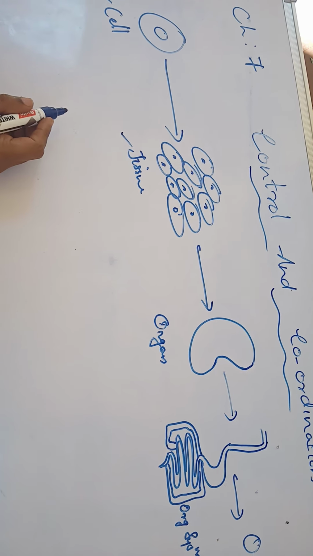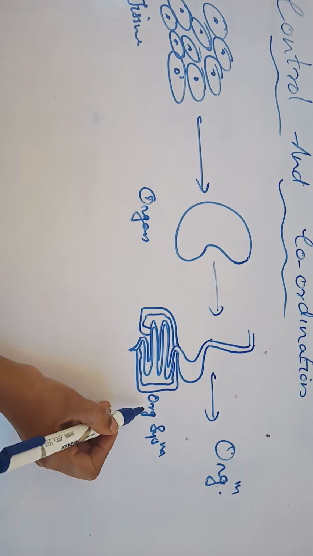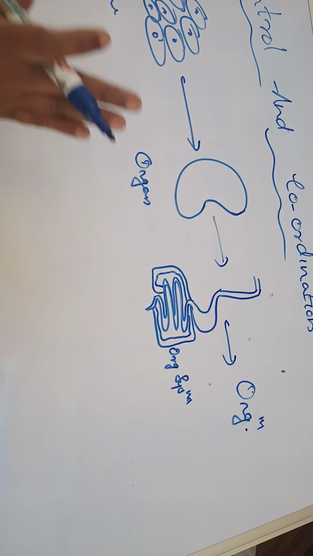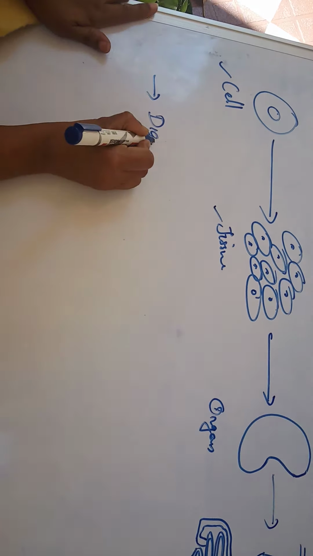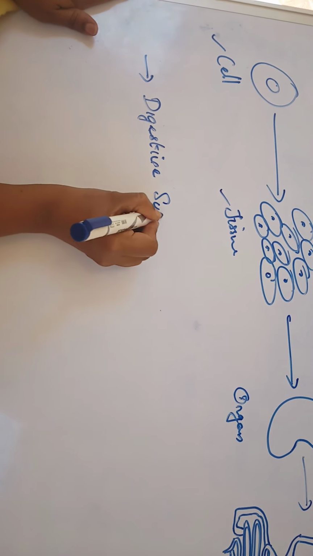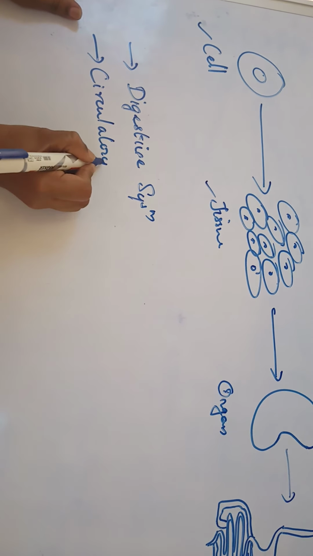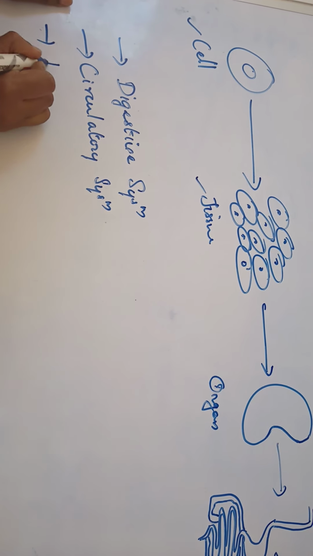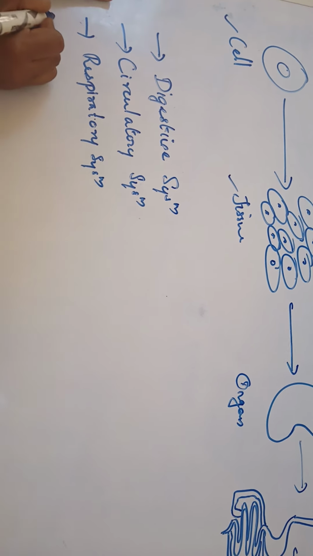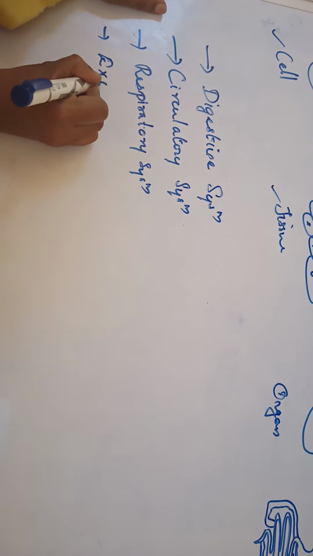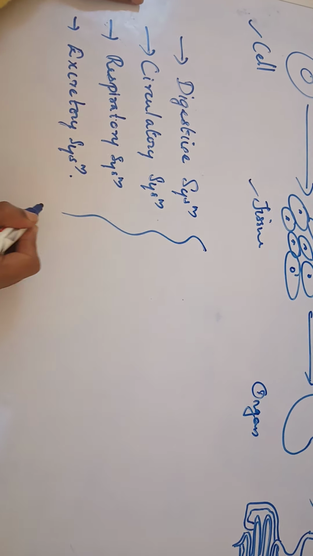Here in this class 10, we will be dealing with organ systems. We have already started that process. In chapter 6, we have learned different types of organ systems like a digestive system, circulatory system, respiratory system, and excretory system. So this is what we learned in chapter 6.